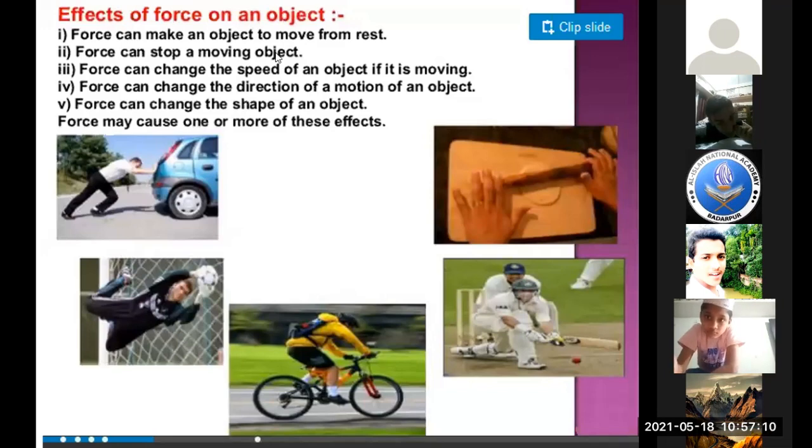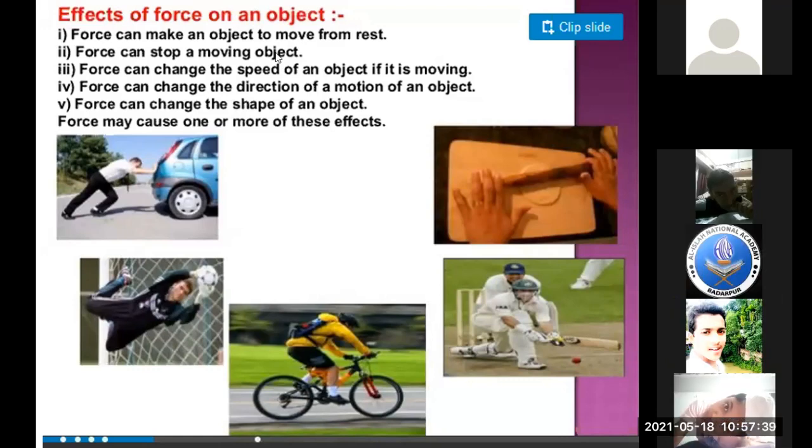So fourth point, you can see force can change the direction of motion of an object. Suppose whenever a bowler is bowling the ball, is he using push or pull? Push. So when the ball comes to us, suppose we are the batsman, the ball is coming in one direction or not? Yes, sir. When we push that ball to the leg side, it changes direction or not? Yes, sir. That means force can change the direction of motion of an object.